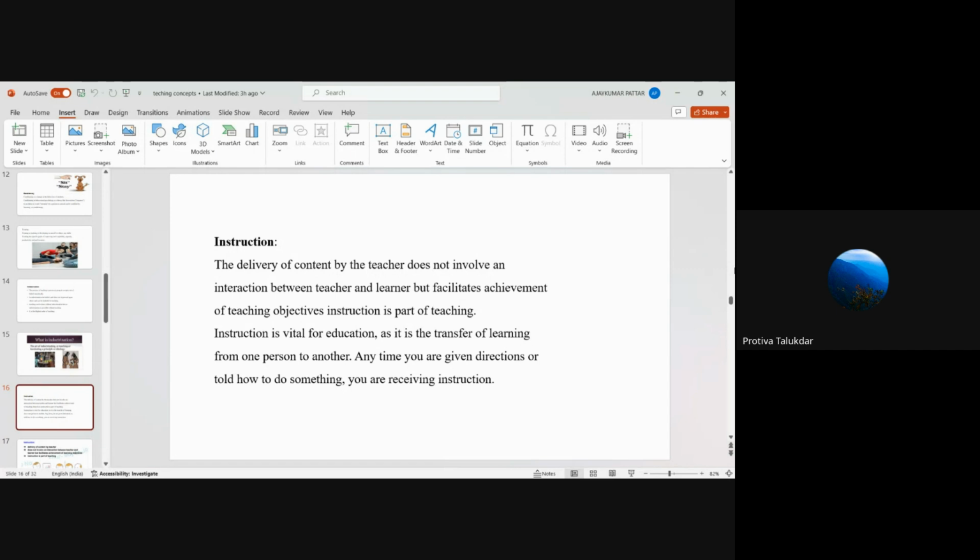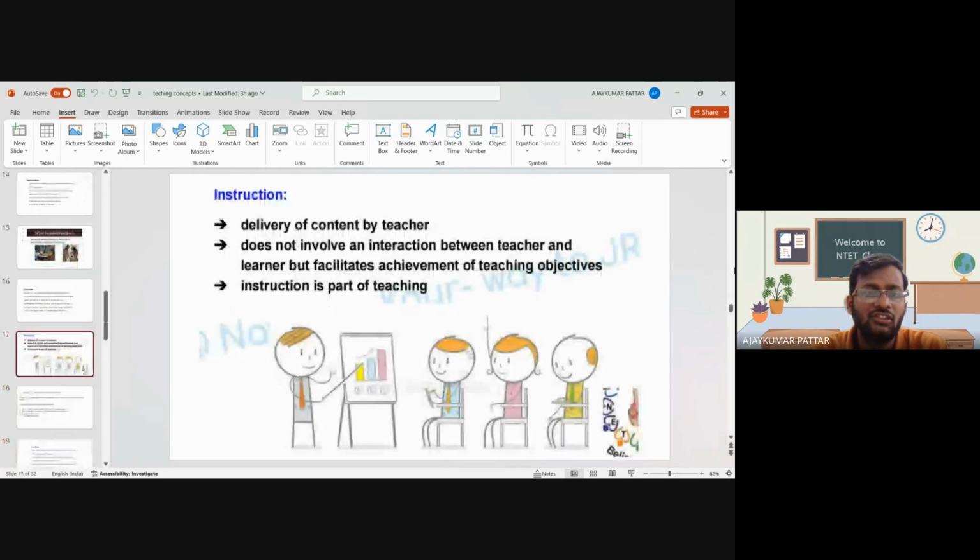Okay. So this is the pictorial presentation of instruction. The content will be delivered by the teacher, does not involve interaction between teacher and learner, but facilitates the achievement of teaching objectives. Instruction is a part of teaching. Simply, the teacher will instruct, the student will follow, and they will achieve the teaching objectives.